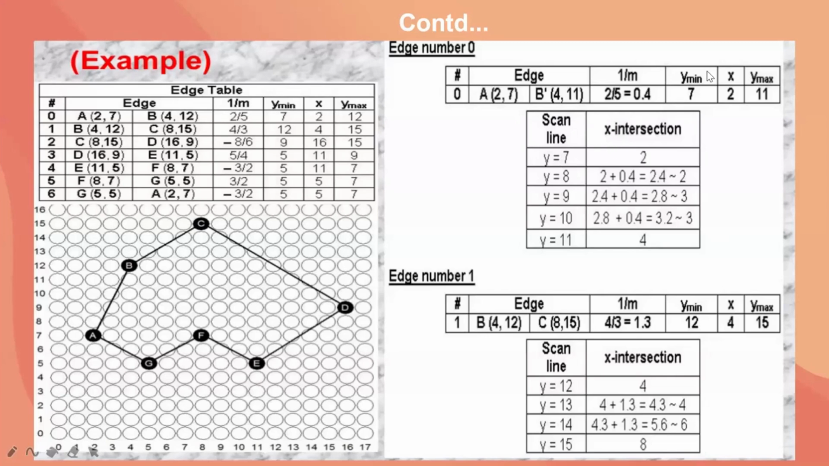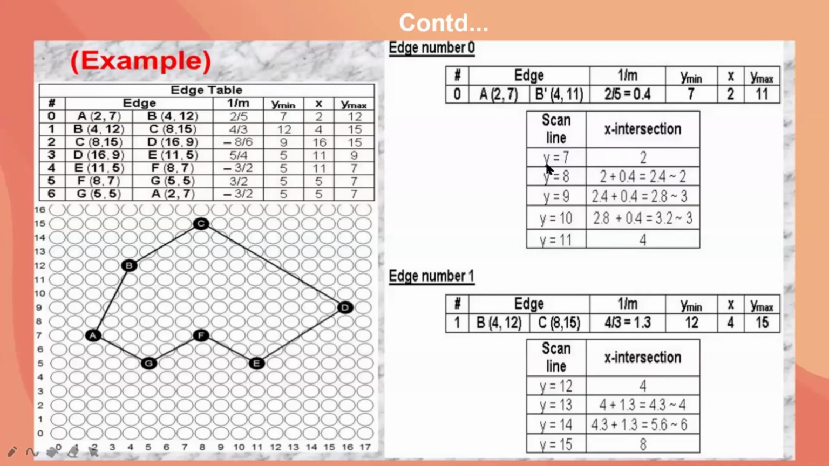Okay, so here the first y minimum value was 7, as we can see from here. Just draw the table and wait. Here you can see 2 comma 7, 4 comma 12, and 12 minus 7 is how much? 5. And 4 minus 2 is 2. So 2 by 5. Here I have taken the y minimum value as 7. Let's start with 7 itself. When y equals 7, how much was the x value? 2. So I have written 2 here.